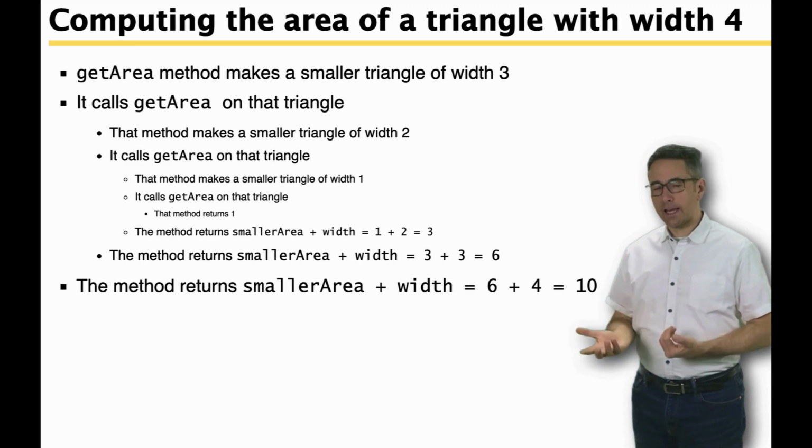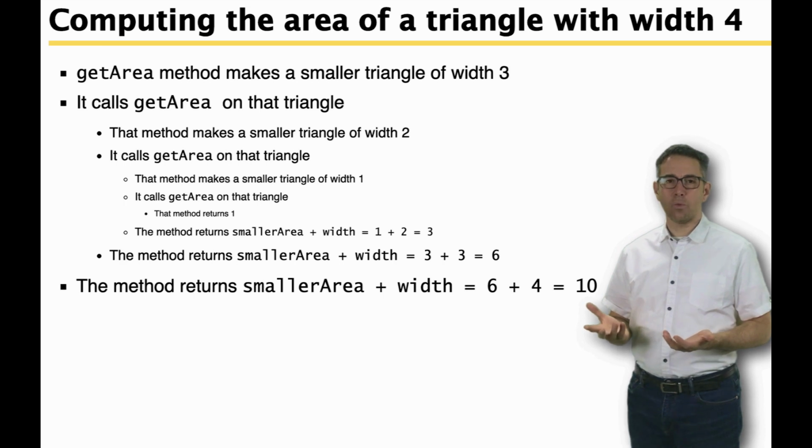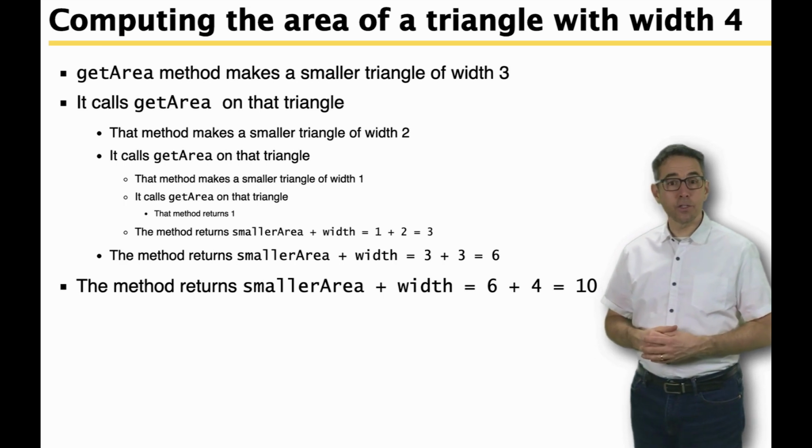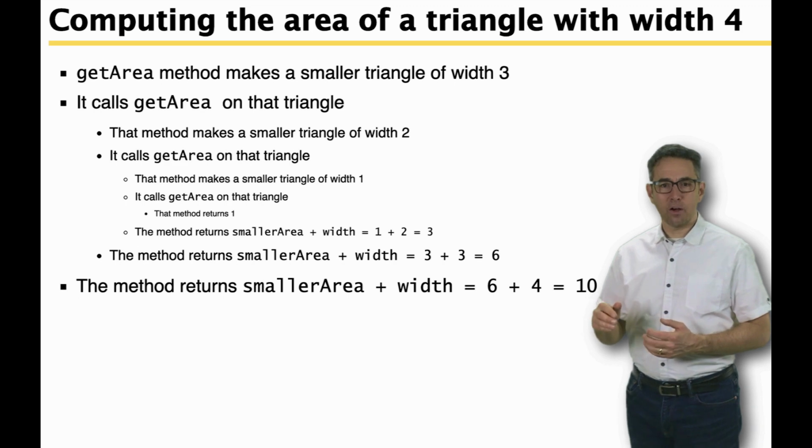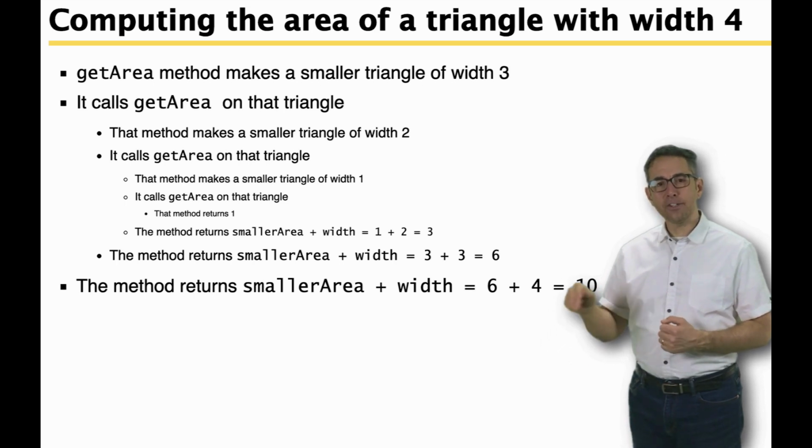When we go into the getArea method, it's going to say, hey, this isn't a width 1 triangle. So what we're going to need to do is make a smaller triangle that has a width of 3. And we're going to have to call getArea on that triangle. Well, that triangle is going to make a smaller triangle of width 2, and then call getArea on that triangle. And that triangle is going to make a smaller triangle of width 1, and call getArea on that triangle. And that triangle sees that its width is 1, and returns 1.